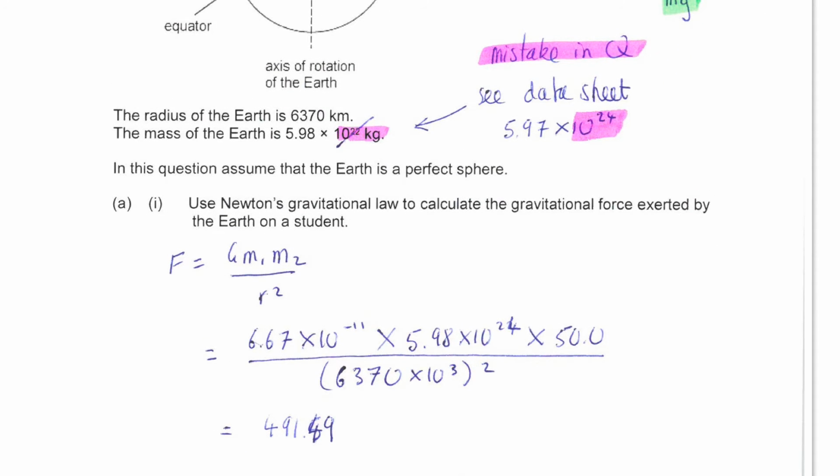491 newtons. You can see here that the mass of the student was 50 kilograms, so a very rough estimation. We know we would expect the answer to be around 500 newtons. So that is how we spotted the mistake in the question here.